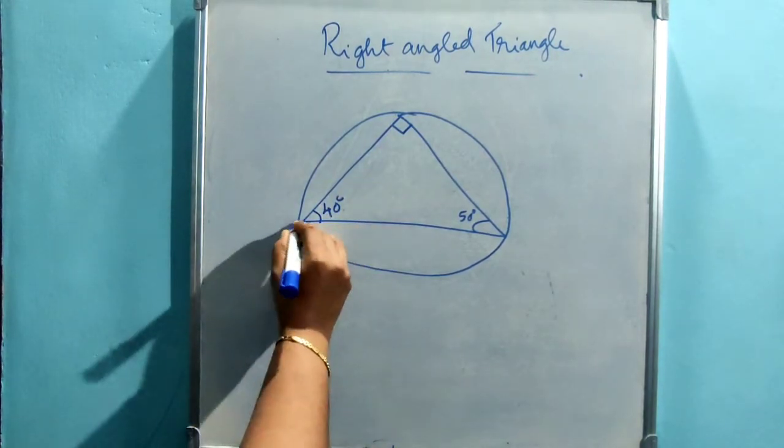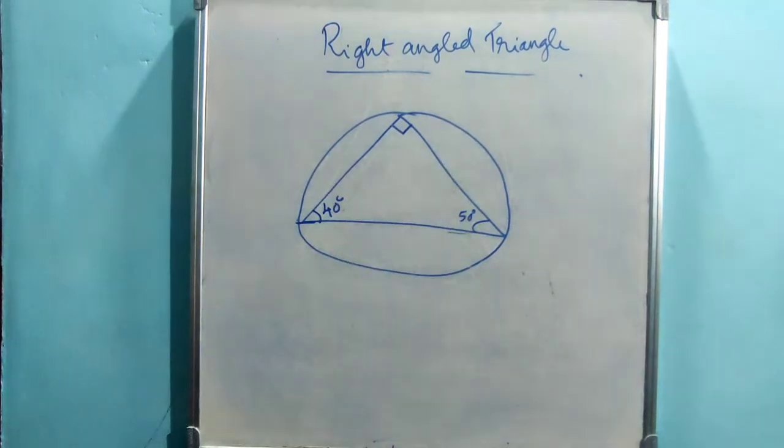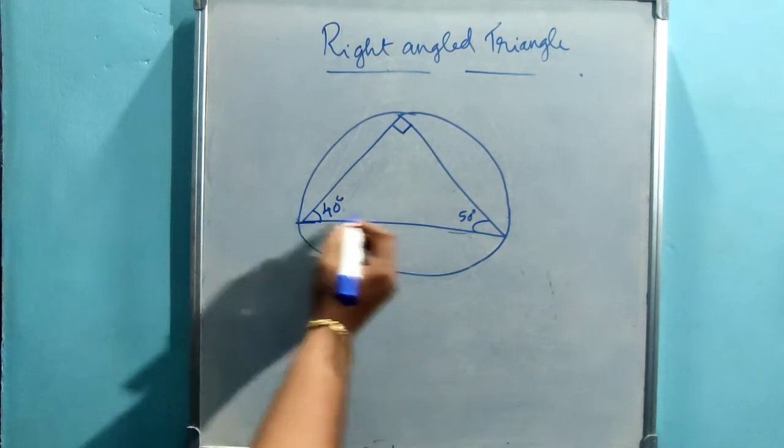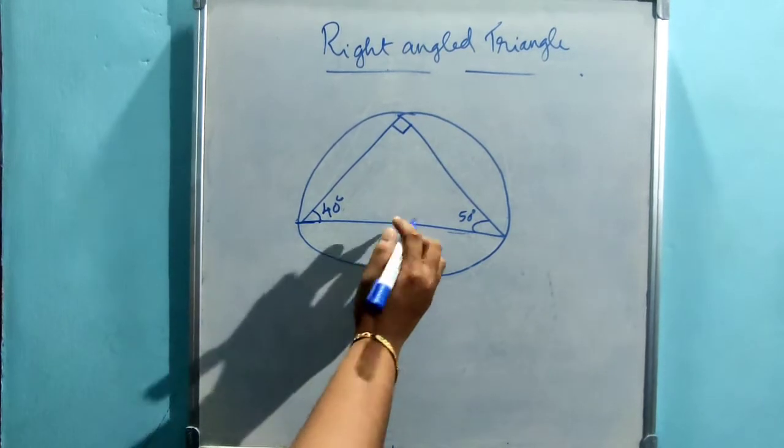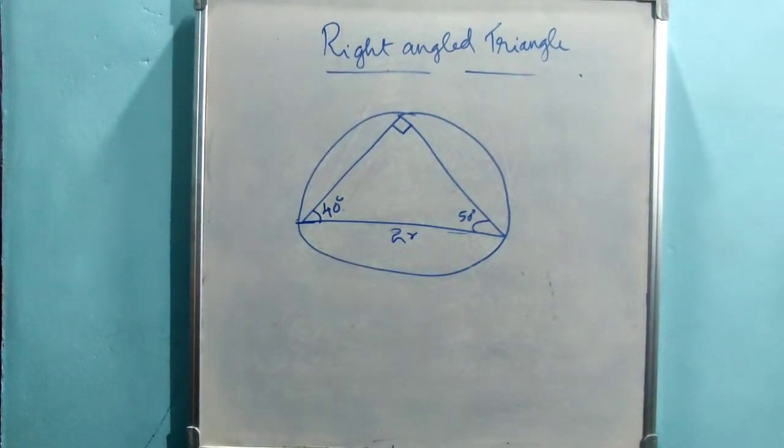what is this side? The side opposite to 90 degree. What is the side opposite to 90 degree? We know from the chapter circles that in a right triangle, the side opposite to 90 degree is the diameter of the circle. Right? Here we have the diameter, or the circumdiameter. So this side is equal to 2r, the side opposite to 90 degree.